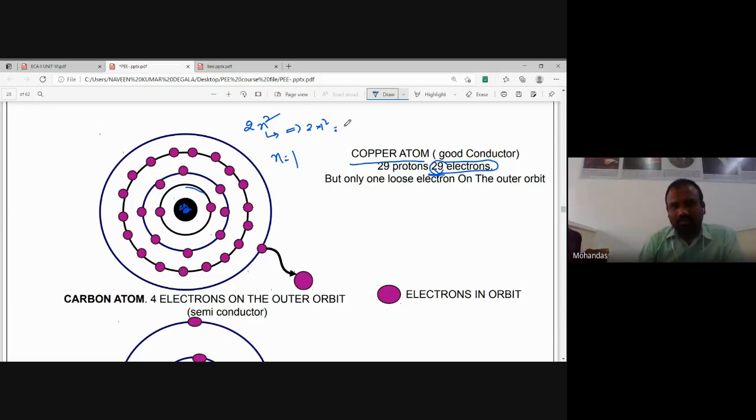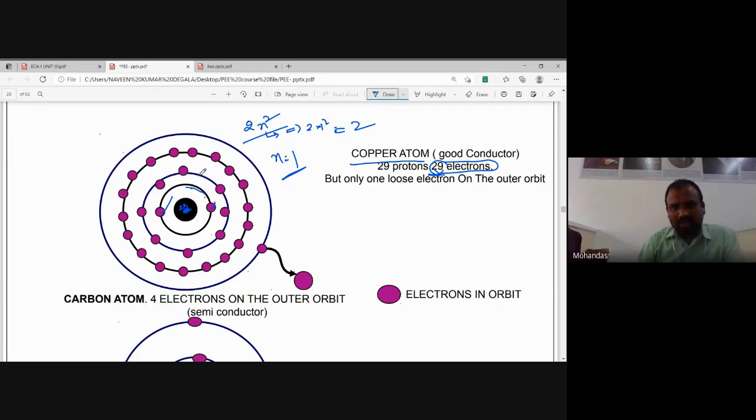Sai Kumar. Sir, how many electrons are there in the first shell according to this formula? So the number of shell is n equal to 1. Sir, 2.